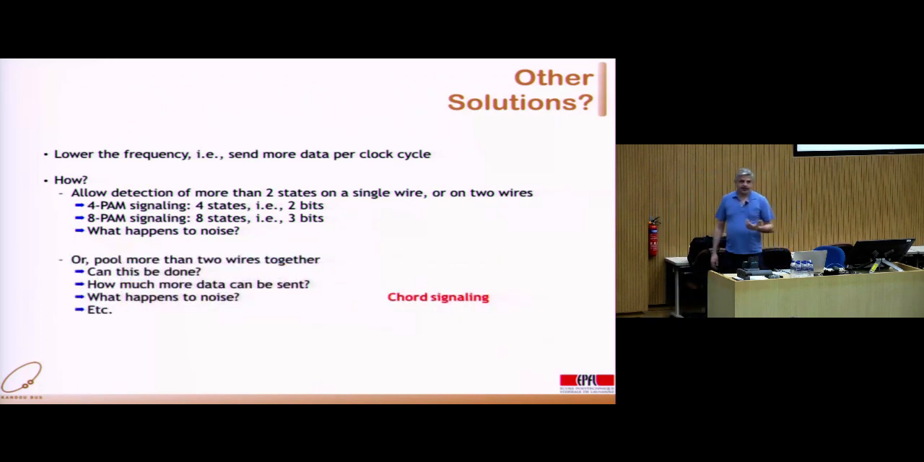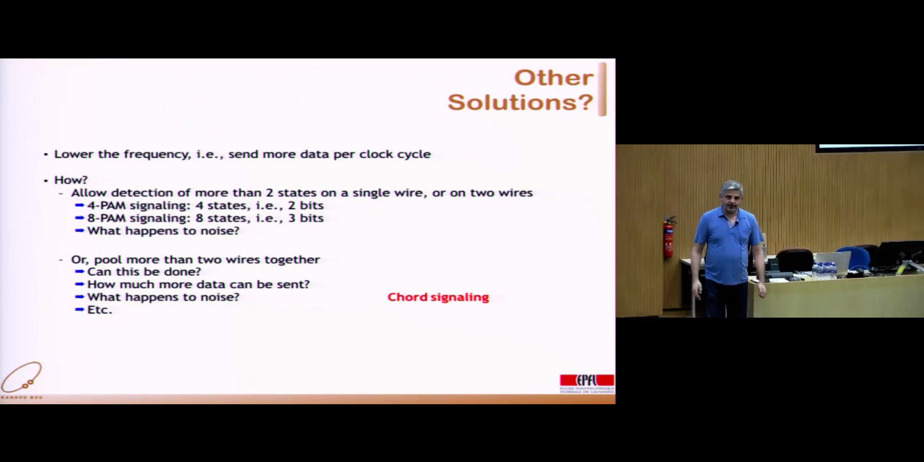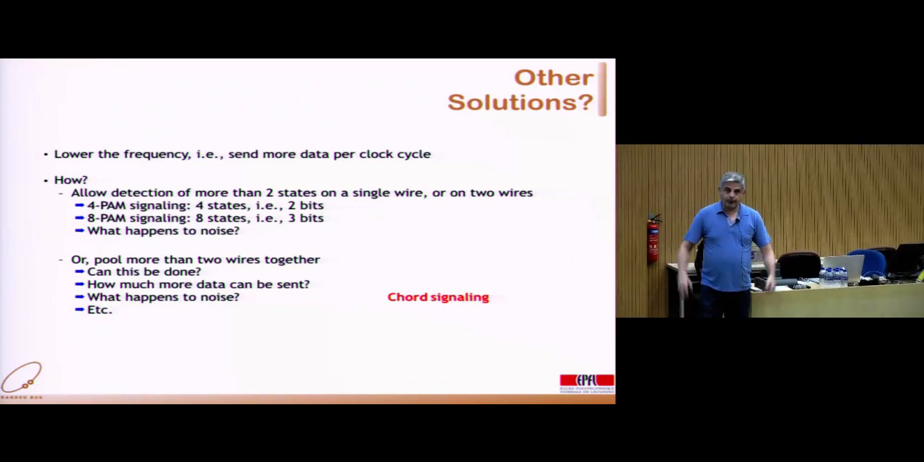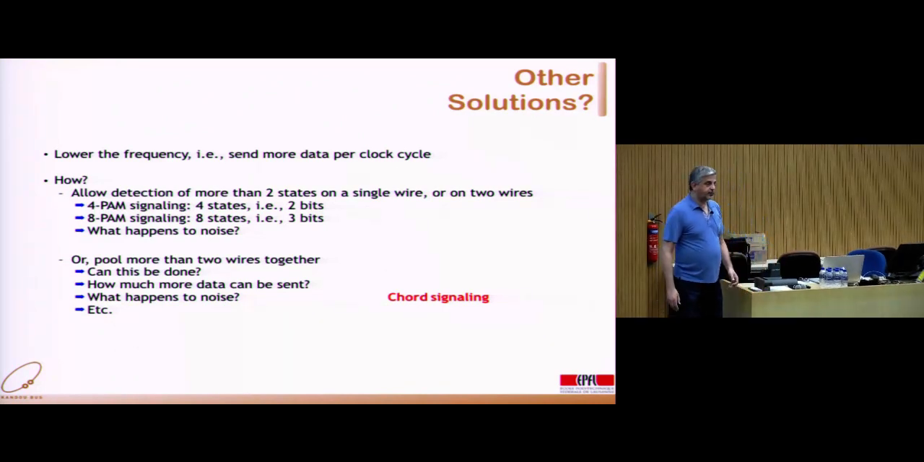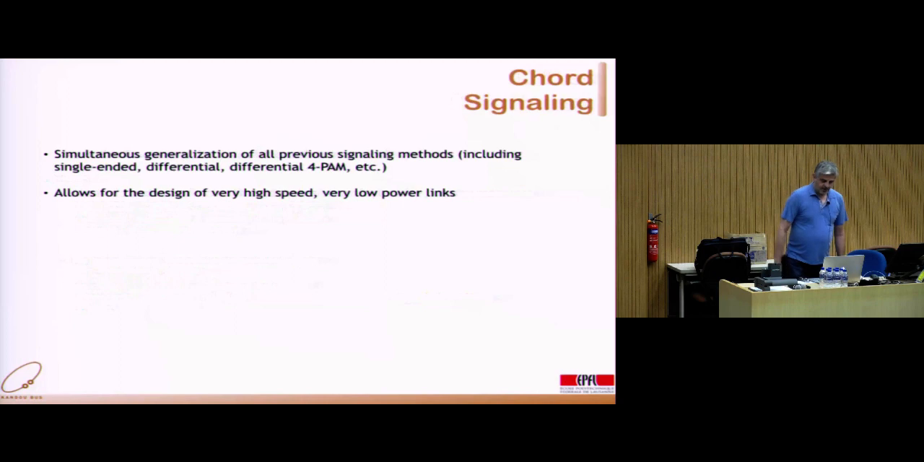The other option is to generalize differential signaling. In differential signaling, you pull 2 wires together. What if I pull more than 2 wires together? Can I send more data per wire if I do that? And what happens to noise? That's what we call chord signaling. It turns out that chord signaling is a simultaneous generalization of practically all other modulation schemes for sending data between 2 chips.